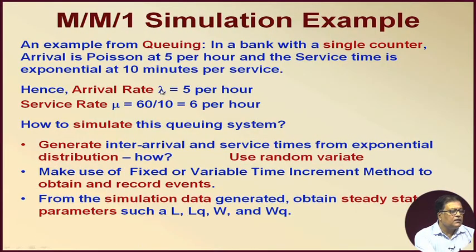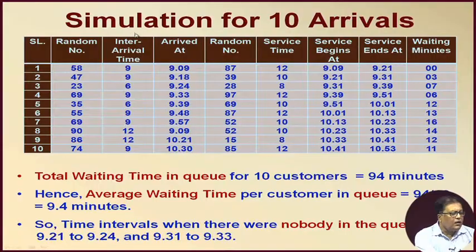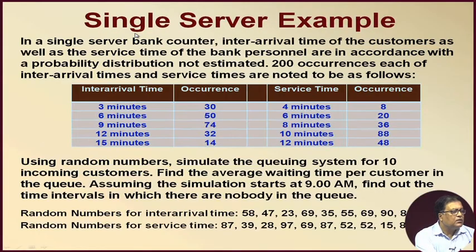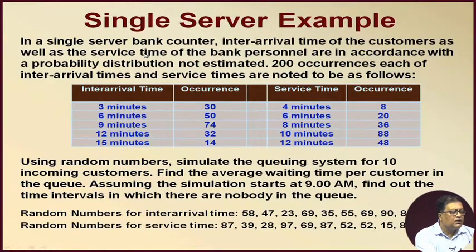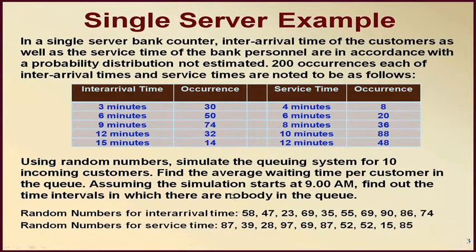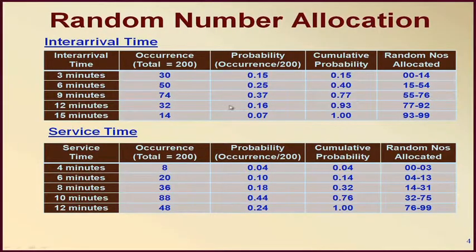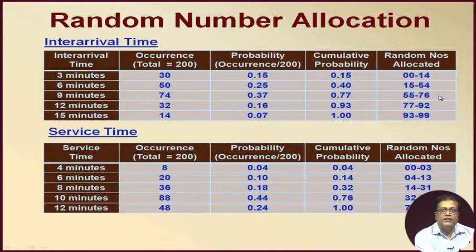Let us understand this. What was the random number? The random number allocated was 58. If you see, the random number 58 falls here, between 55 and 76. Since the random number falls between 55 and 76, the inter-arrival time here is 9 minutes.